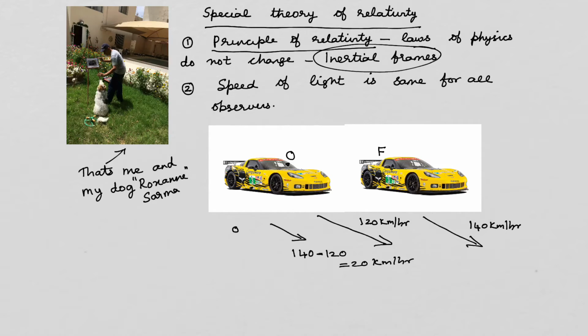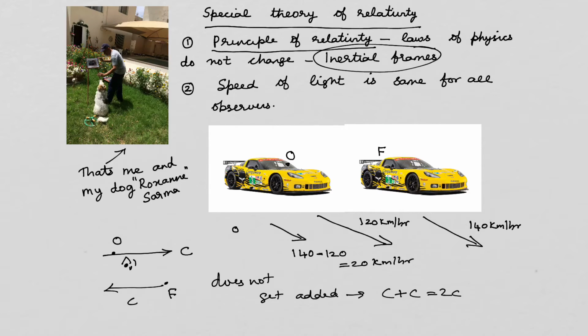On the other hand, imagine if O is moving at the speed of light, c. So O is moving this way and friend is moving this way, both with the speed of light. Now when O actually observes F, O would feel that F is actually moving with only speed of c. So in this case, the c does not get added. So logically we would expect the speed to be c plus c, 2c. However, this is not the case. This is because the speed of light is same for all observers. So it can never exceed c. So the special theory of relativity is actually based on these two main postulates.